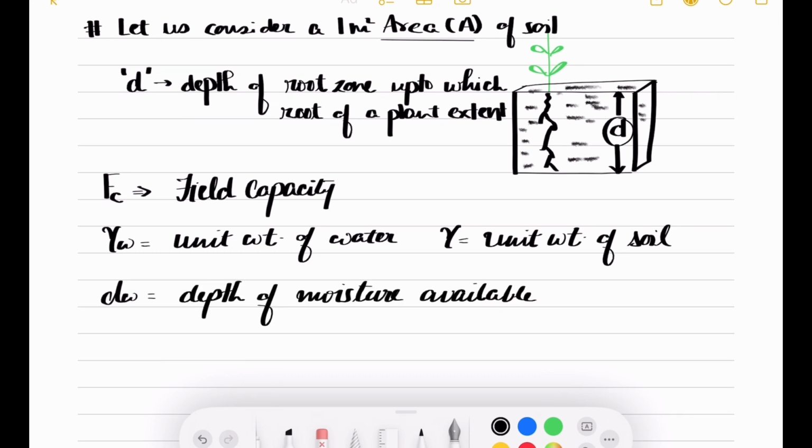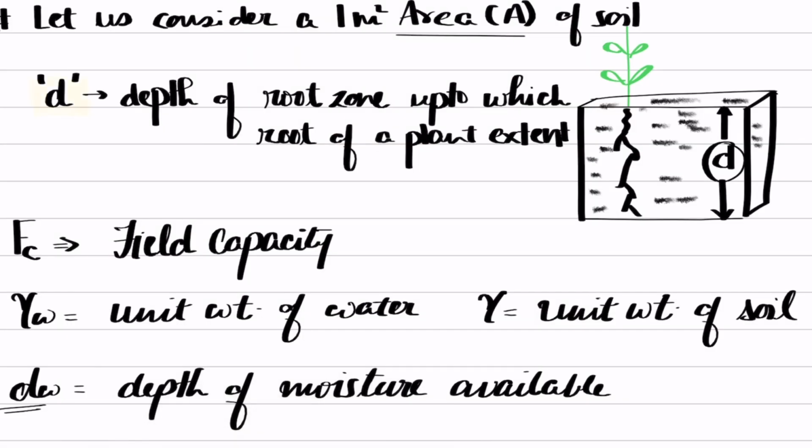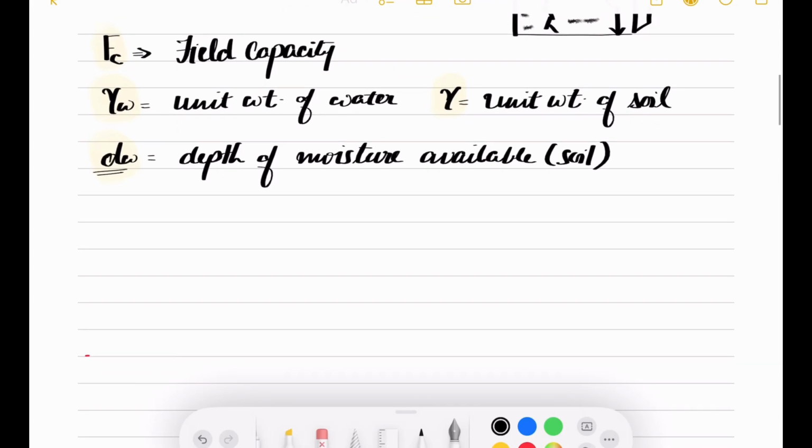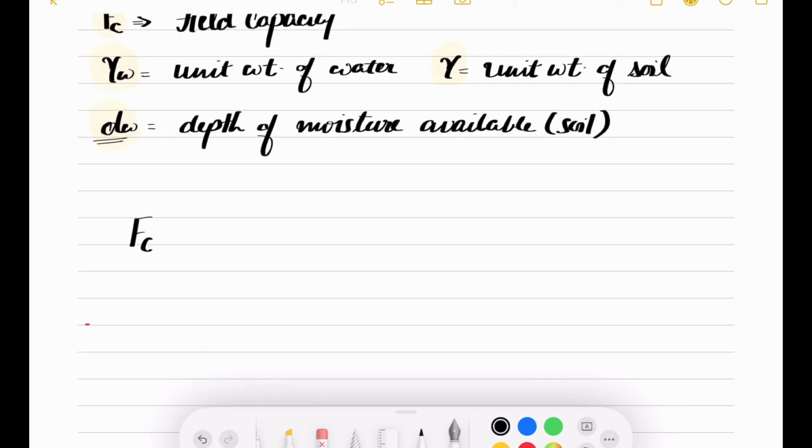If we want to quantify the amount of moisture available in the soil in terms of depth, then dw is the depth up to which the moisture is available in the soil. So we have depth d, FC field capacity, gamma w unit weight of water, gamma unit weight of soil, and dw is the depth of moisture available in the soil. So we have discussed the definition of field capacity. Field capacity, we have discussed, is the weight of water.